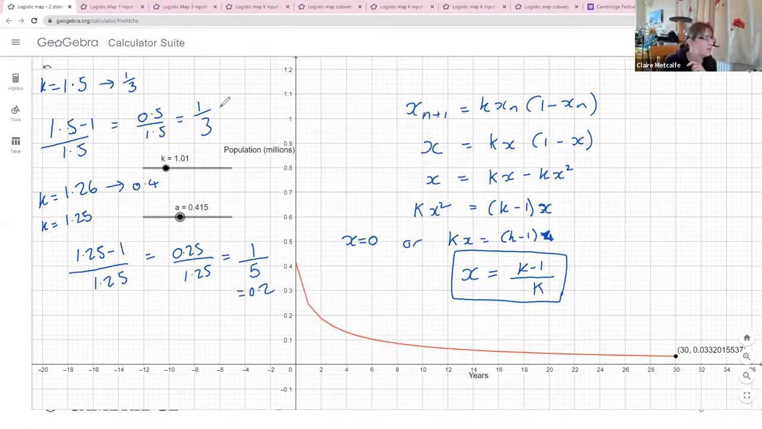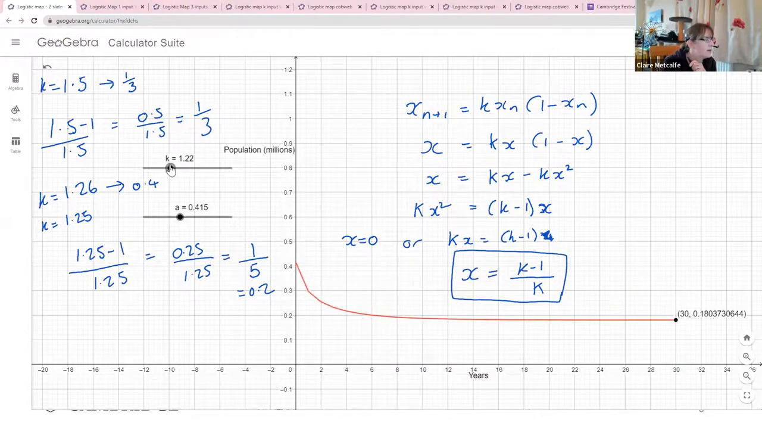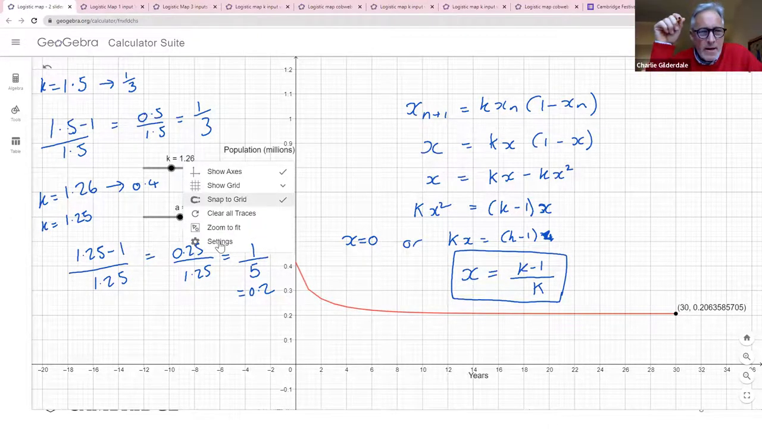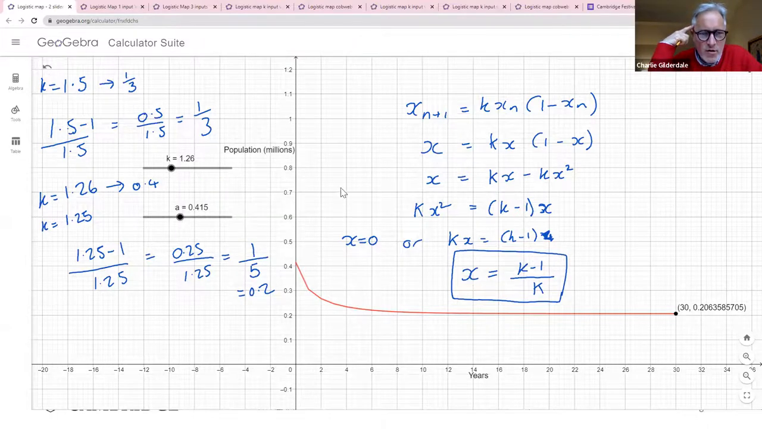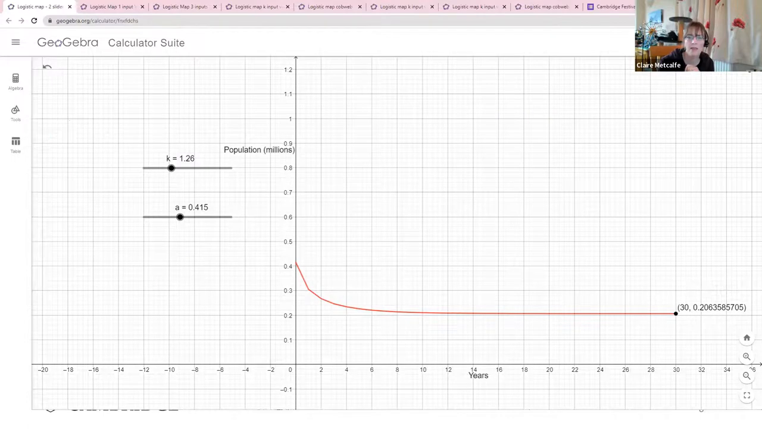So let's just try that. Just ignore the fact that I've got bits of working everywhere. I'm going to just try changing my k to be 1.25. I might have to do it by the settings if I can't get this quite accurately enough. Well, except that it's sufficiently close to see that you're going towards 0.2. Okay, so 1.26, that does look like it's ending up at about 0.2. Okay, so we seem to have some sort of way of explaining what the final population will be, but things seem to be going a bit weird when we were looking at bigger numbers.